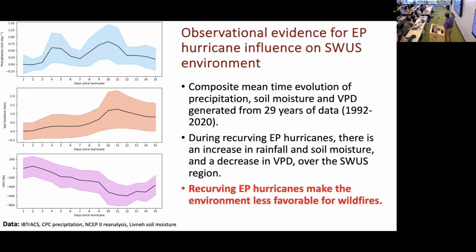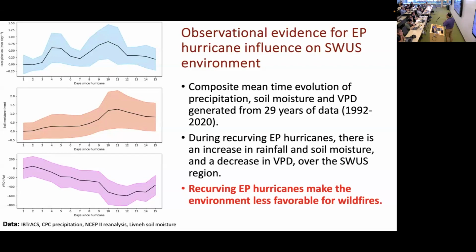On the left are three panels showing the climatological composite mean time evolution of precipitation in the top panel, soil moisture in the middle panel, and vapor pressure deficit in the bottom panel. This is averaged over the Southwest US, and the x-axis represents days. Day zero represents the time of formation of the storm. So what you'll see is, in general, whenever you have Eastern Pacific hurricanes that recurve, you have an increase in precipitation, an increase in soil moisture, and a reduction in vapor pressure deficit.